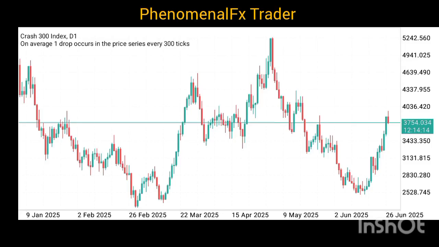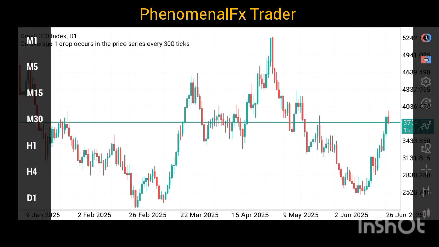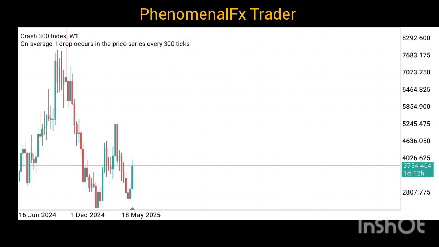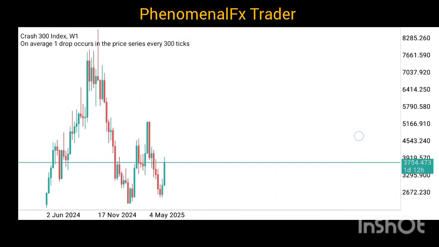So in today's video, you're going to learn how to do a simple top-down analysis that will help you identify high probability trade setups. All right. So today we are going to be actually looking at crash 300 index, and this is daily time frame. I can decide to go to the weekly time frame so we can just have a look at it to see what it looks like.